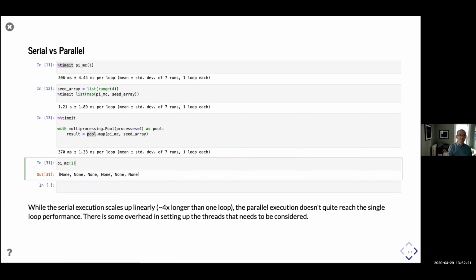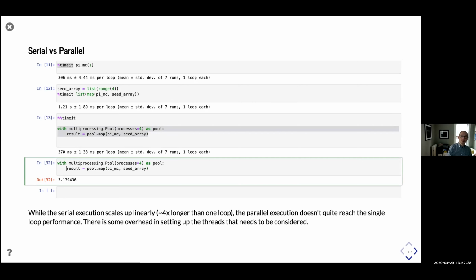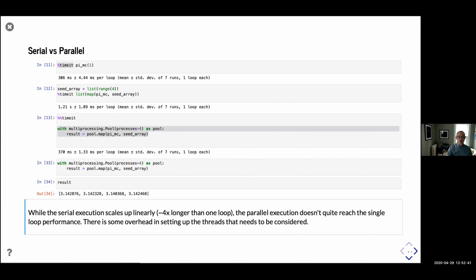If I take PyMC of 1, it's returning pi. And in fact, I just noticed, well, so if I do this line, yeah, I think you're right, Steven. So let me just take this line and paste it here. In this case, here are the 4 separate versions of pi that are being calculated. So let's see what multiprocessing does.